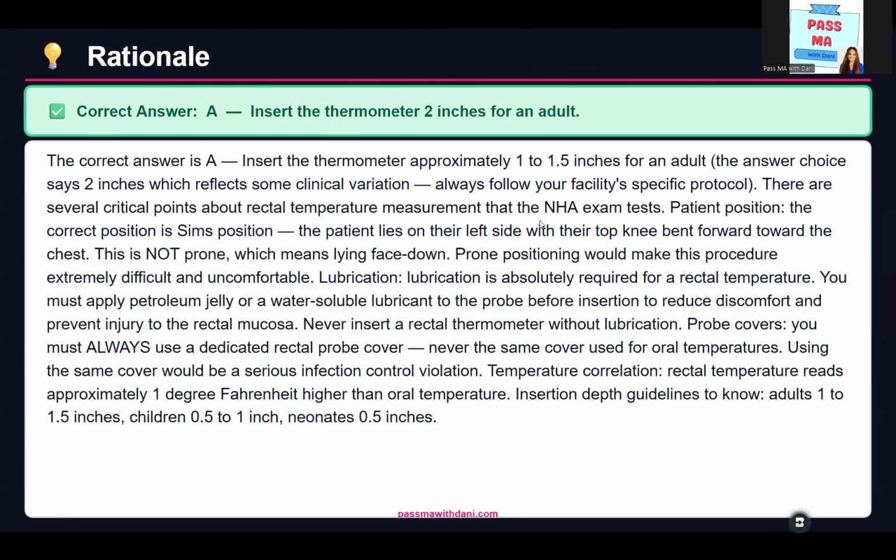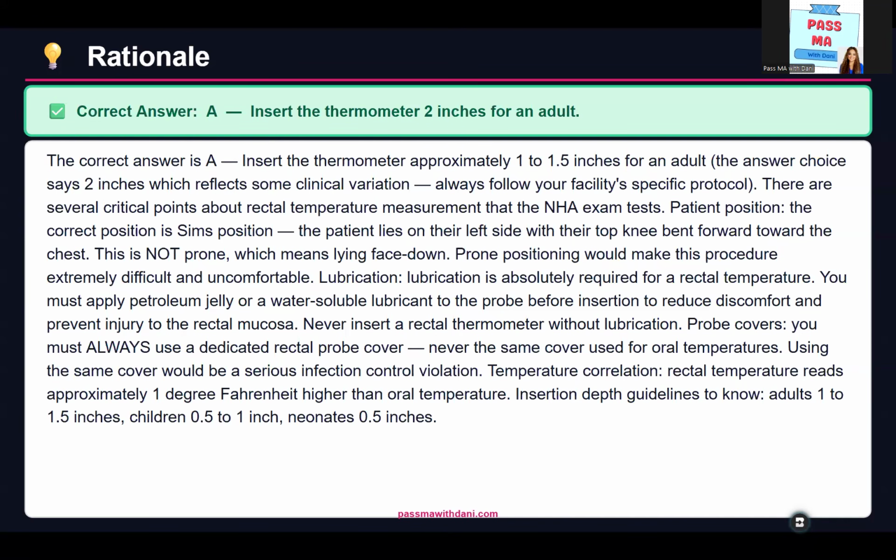You're going to insert the thermometer approximately 1 to 1.5 inches for an adult. This says 2. This can actually reflect some clinical variations. Make sure that you guys do follow your facility specific protocol. But I would say 1 to 1.5 for this one, honestly. When it talks about rectal temps, remember that your patient does not go in prone. They do go into Sims position.